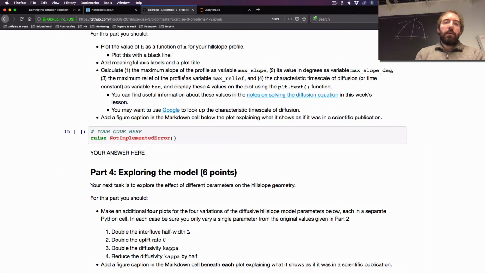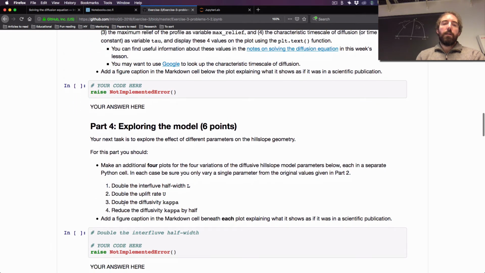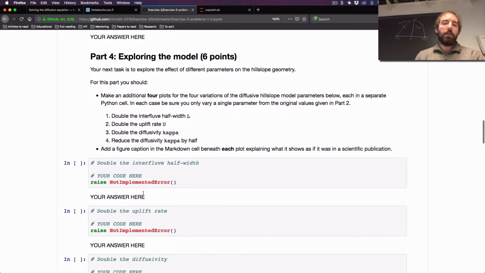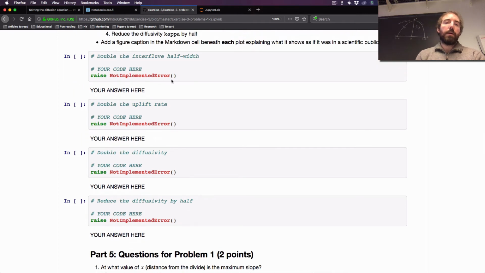There's going to be some text that you'll put on the plots to show things like the slope angles and things like that as part of this part 3. So with that on there, then when you get to part 4, you'll see that some of these variables will change. The elevation might go up by a factor of 2 and other things like that. So you'll make 4 plots here. Each one has its own little cell that you can put your plotting stuff into.